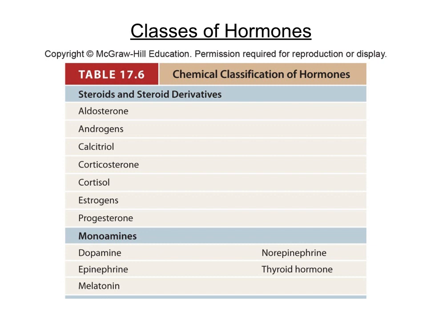You then have a class called the monoamines. These are also sometimes referred to as biogenic amines. Now, the monoamines are very different from the steroid hormones. Remember, steroids are made from cholesterol. The monoamines are actually produced by modifying amino acids. For example, the amino acid tyrosine can be modified to form thyroid hormone, norepinephrine, epinephrine, and dopamine. The amino acid tryptophan can then be used to produce melatonin.